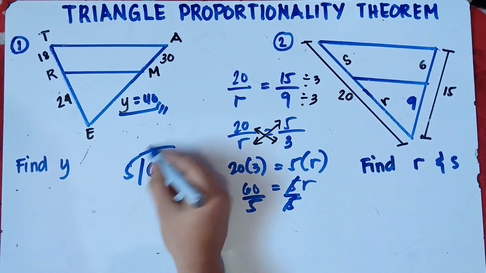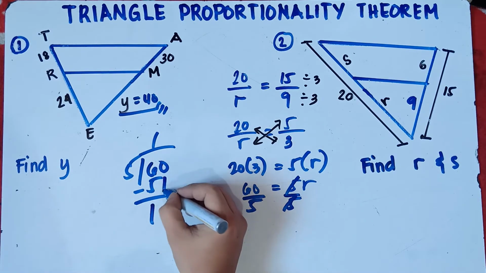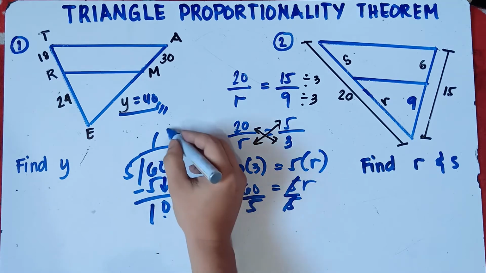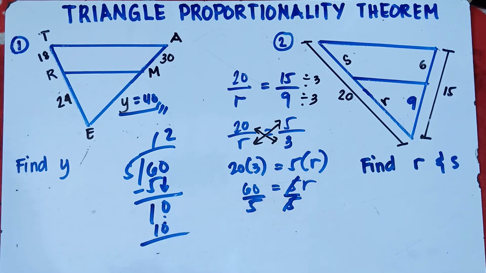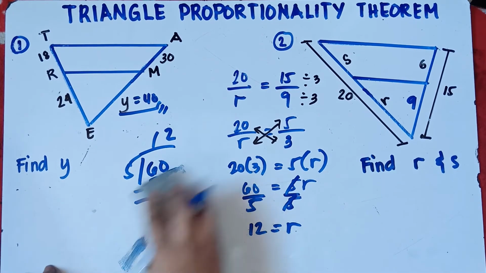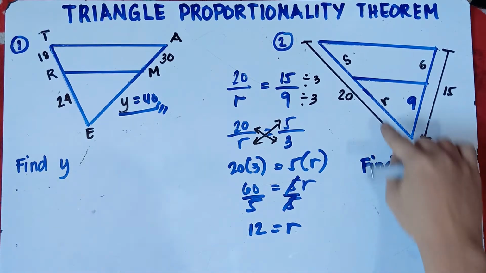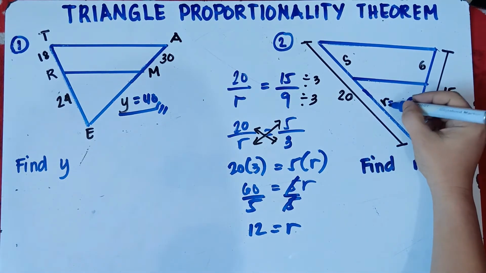60 divided by 5, 1. 1 times 5 is 5. Subtract. 6 minus 5 is 1. Bring down 0. 10 divided by 5, that is 2. 2 times 5 is 10. So 12. So this will be 12 is equals to r. That's it, class. Therefore, our r is equals to 12. So this one right here, our r is equals to 12.